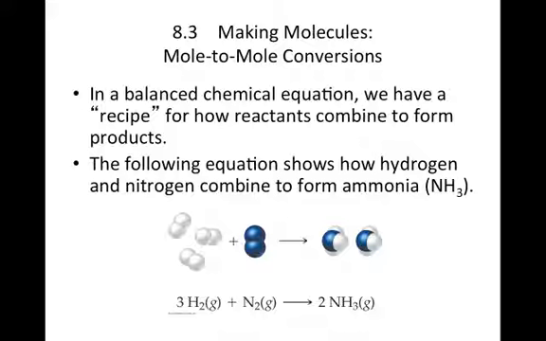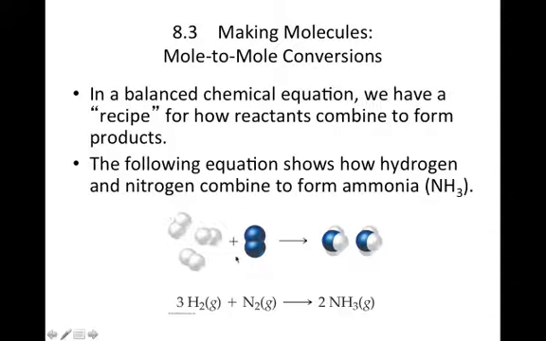8.3 Making molecules, mole to mole conversions. In a balanced chemical equation, we have a recipe of how reactants combine to form products. The following equation shows how hydrogen and nitrogen combine to form ammonia.